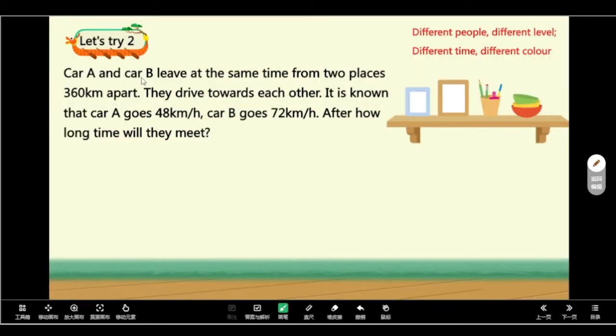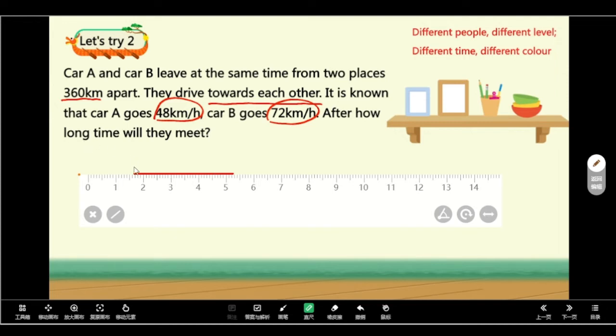Car A and car B leave at the same time from two places, which are 360 km apart. They drive towards each other. And it is known that car A goes 48 km per hour, car B goes 72 km per hour. So after how long will they meet? Before we do the question, what shall we do for our first step? Yes, we need to draw a diagram.